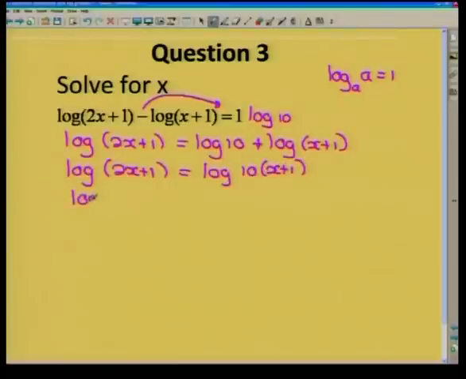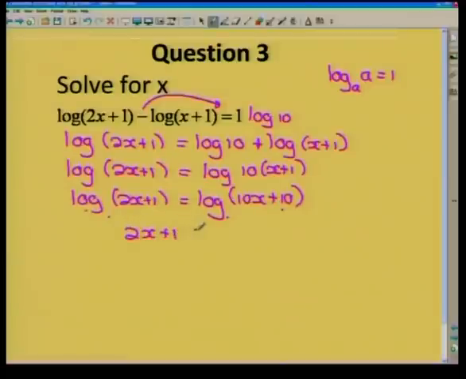So now I have log of 2x plus 1 equals log of 10x plus 10. Now I've got log to the base 10 on both sides, so I can equate the insides. So I get 2x plus 1 is 10x plus 10.